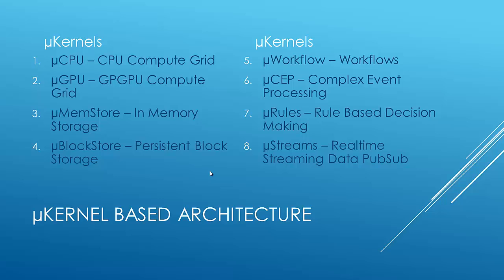Now, coming back to the new reactive agenda, we believe that we are here in this effort to create a new reactive platform, which is going to be based on microkernels. So we have 8 of the kernels listed here: CPU grids, GPGPU grids, mem stores, block storage, workflows, CEP, rule engines, and mu streams, which is actually a pub sub. Now, back to the consistent design and experience philosophy. We are going to have all of these functional on a core foundational platform, and the microkernels are going to deliver the value.